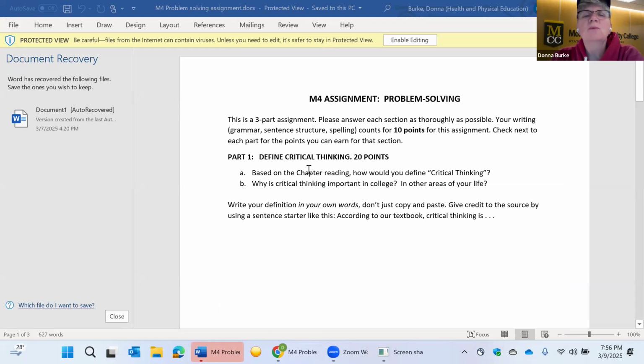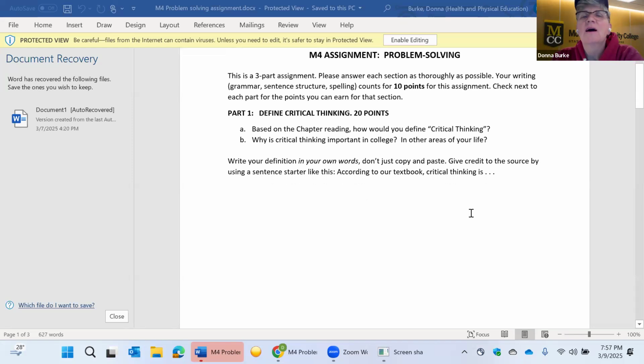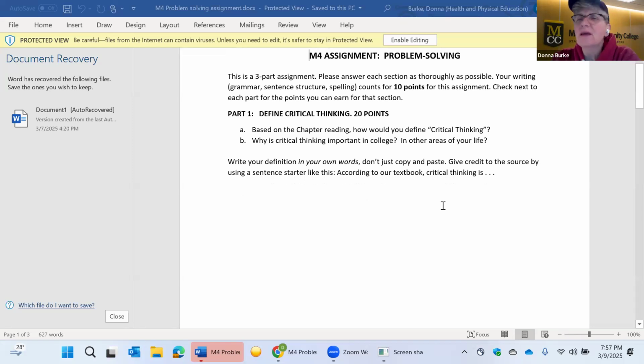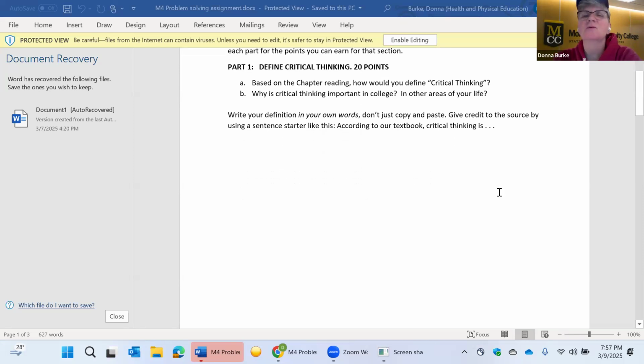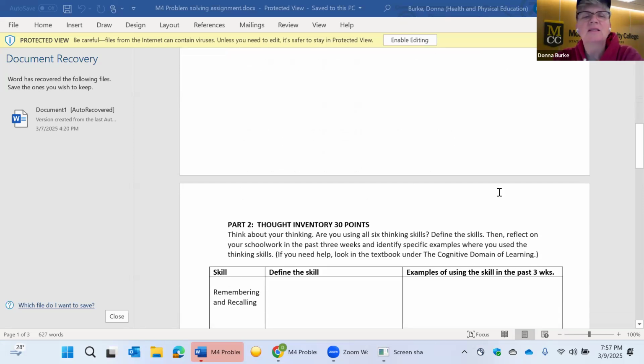The first thing we need you to do in part 1 is define critical thinking. Based on the chapter reading, how would you define critical thinking? We want it in your own words. Why is critical thinking important in college and in other aspects of your life? Again, do not just copy and paste, and don't look it up and paste it. If you want to talk about what the textbook says, and we hope you would, say according to our textbook, critical thinking is, and then maybe what your definition is. So we've given you a little bit of guidance there.